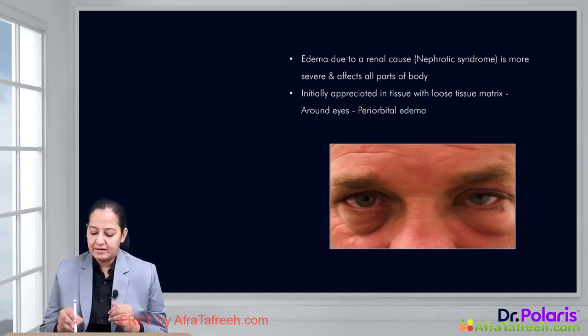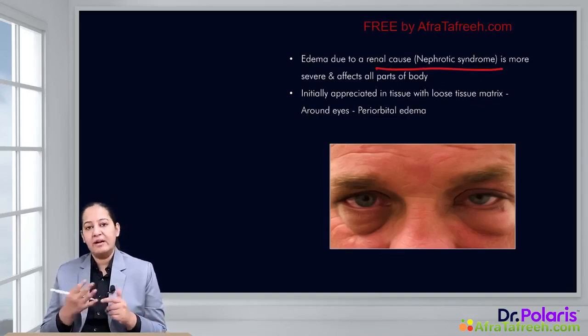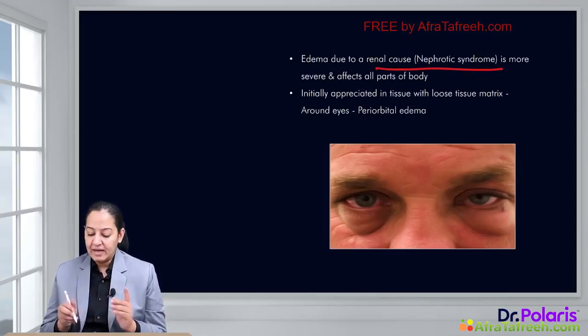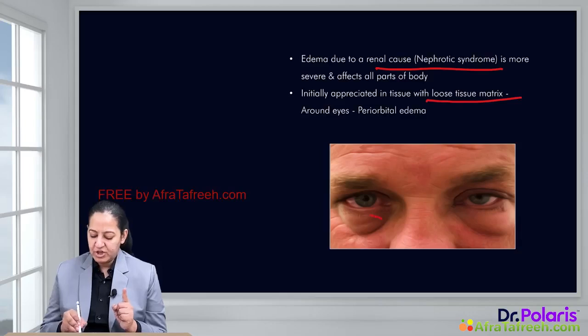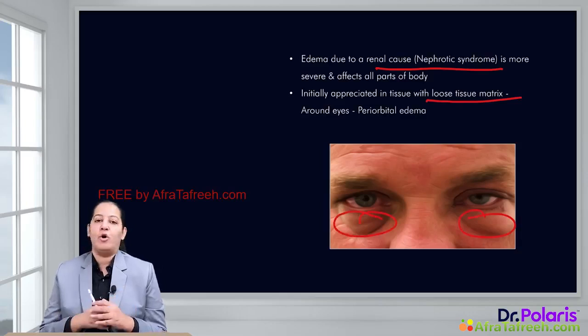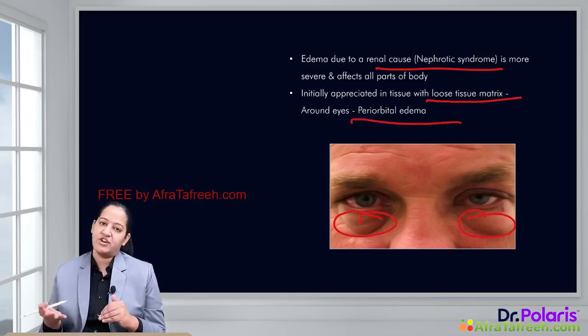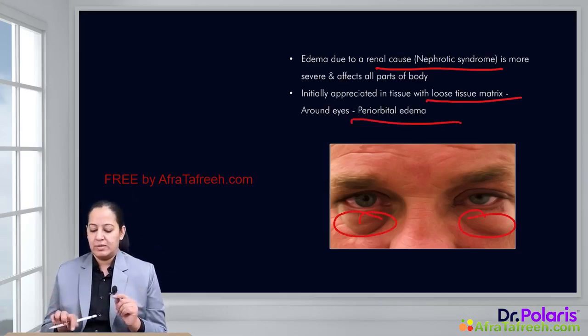In renal failure, that is nephrotic syndrome, the edema basically occurs in the loose matrix of the body. In the loose matrix, you can appreciate the edema below the eye. It is known as periorbital edema. It can occur in the ankles and genitals also, wherever loose tissue is there.